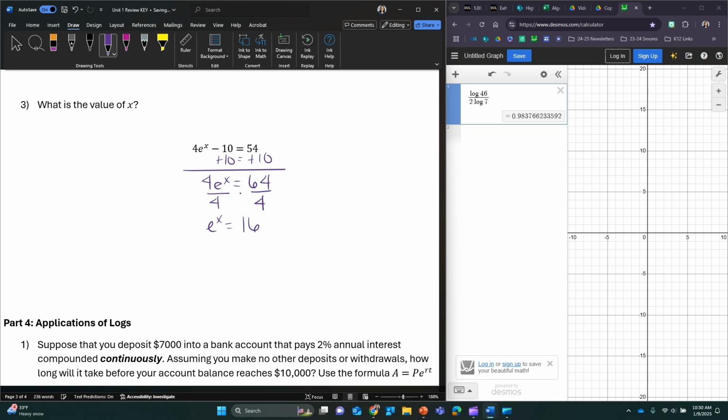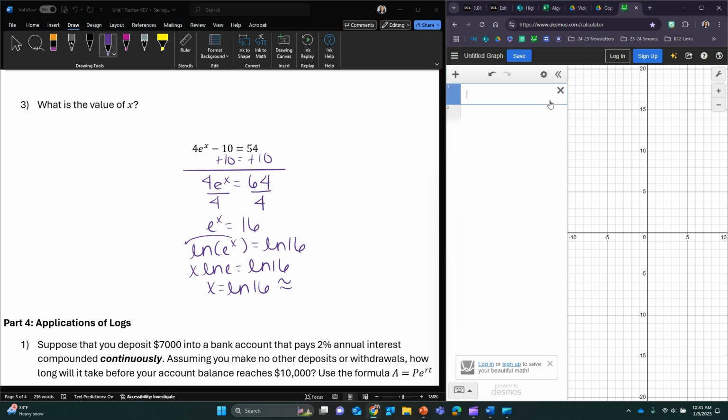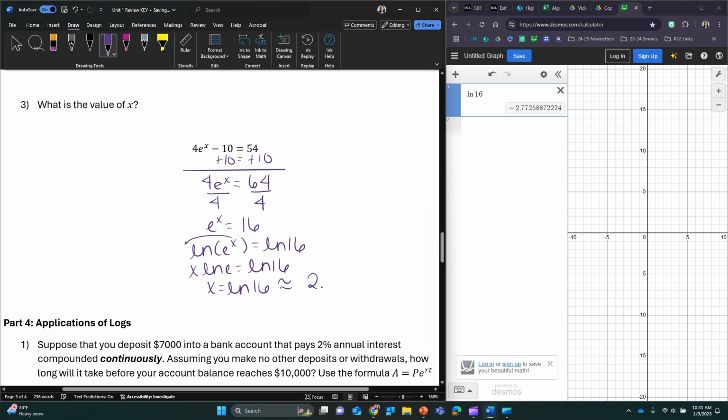Okay, now that e to the x is by itself, I can take the natural log of both sides, right? So I have the natural log of e to the x equals the natural log of 16. Remember, what's going to happen here is when I bring that x down in front, I have x natural log of e, and that natural log of e is just basically 1. So that's going to be x is equal to natural log of 16. I can approximate this now using my calculator. I just go ahead and type ln 16, and that gives me the value, which is 2.7726.